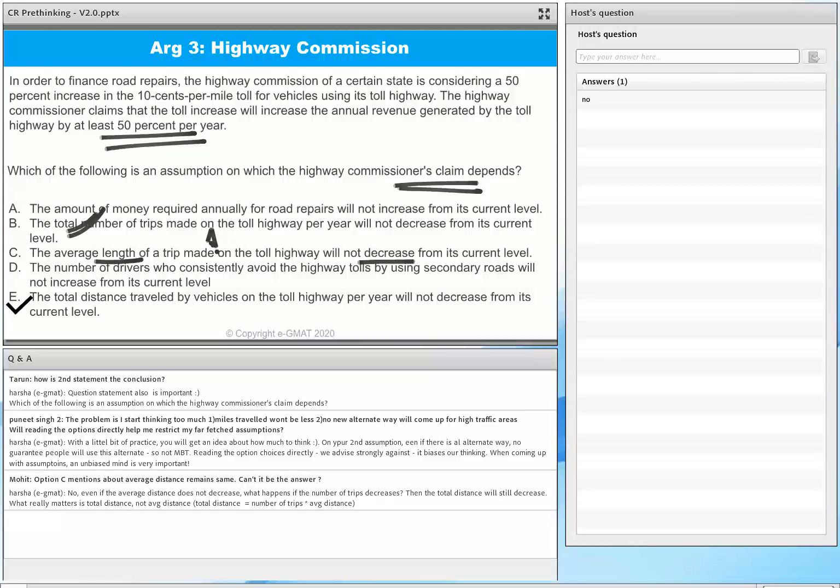No, he's not claiming that, which is why choice A can't be the correct answer. All he's saying is that there's a 50% increase and that will lead to an annual revenue increase by about at least 50%. It could be 60, 50, 70, but at least 50%. Now, whether that money is enough to finance these road repairs, we don't know. That's not what his claim is.